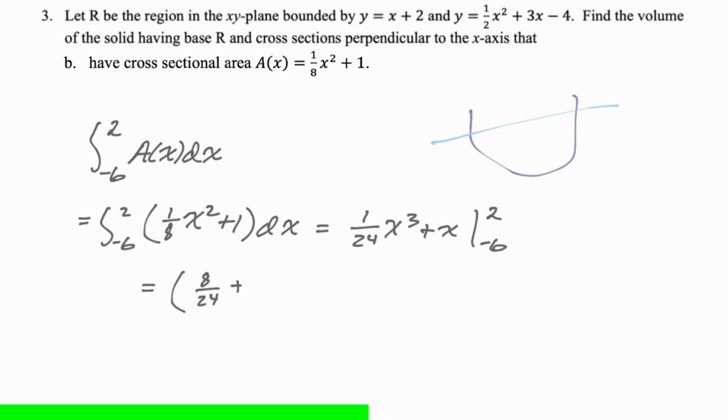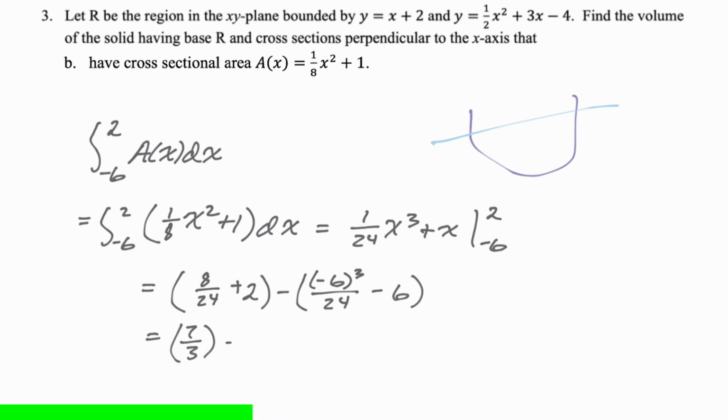We get 8/24 plus 2, and then minus the quantity, I'm just going to plug it in and think about it later: -6 cubed over 24 and then minus 6. The first part is 1/3 plus 2, so 1/3 plus 6/3 is 7/3. Now for the second part, if I have to do this by hand, what I do a lot is prime factorizations. It's easier to simplify fractions when you have prime factorizations, in my opinion.